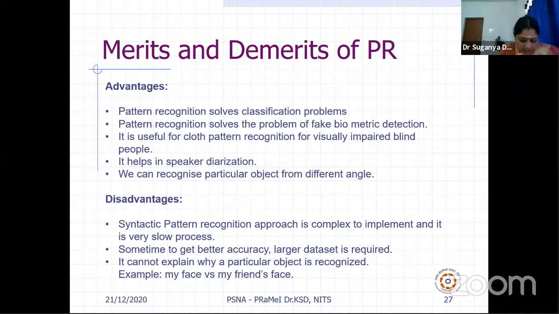And the disadvantage, this is the main disadvantage: sometimes to get better accuracy, a larger data set is required. Still, we are suffering for the data set. Say for example, I am doing research in medical imaging, in diverse areas: one in medical imaging, another in video surveillance, and in the agriculture sector too.